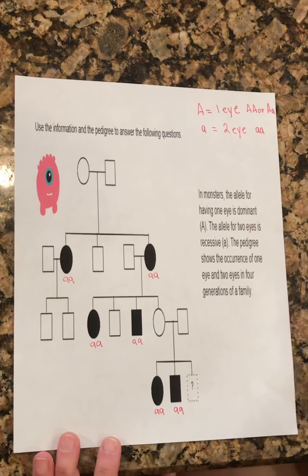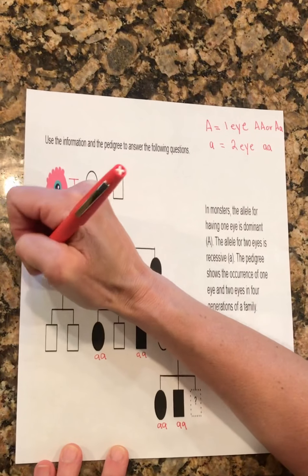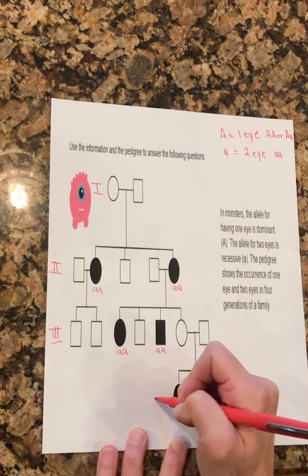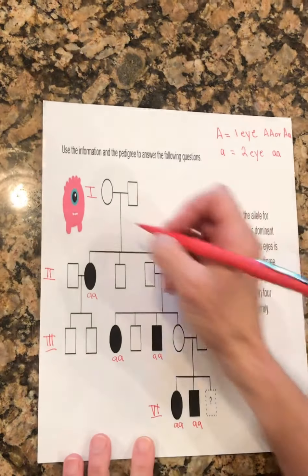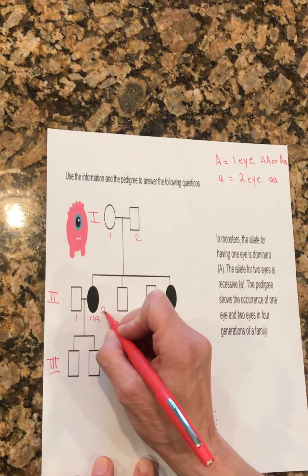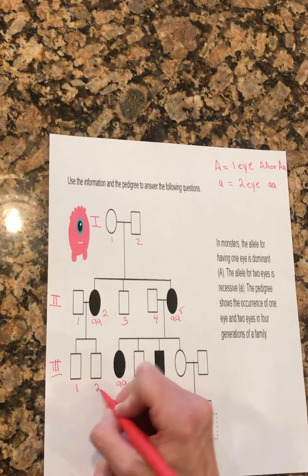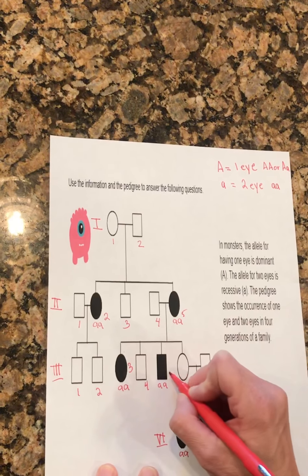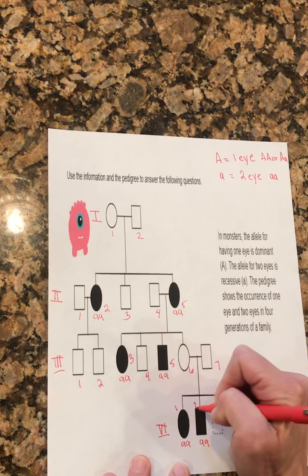Next, I'm going to number my generations. This is generation 1, generation 2, generation 3, and generation 4. Again, I'm going to number all of them like we did in the previous one. 1, 2. 1, 2, 3, 4, 5. 1, 2, 3, 4, 5, 6, 7. 1, 2.